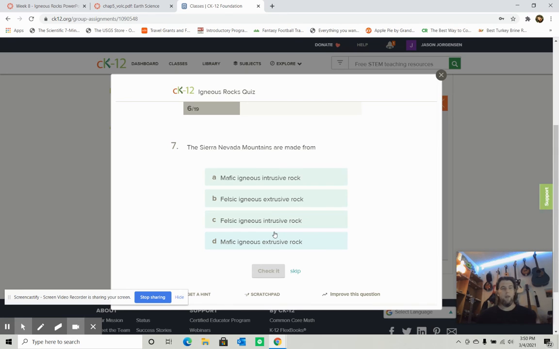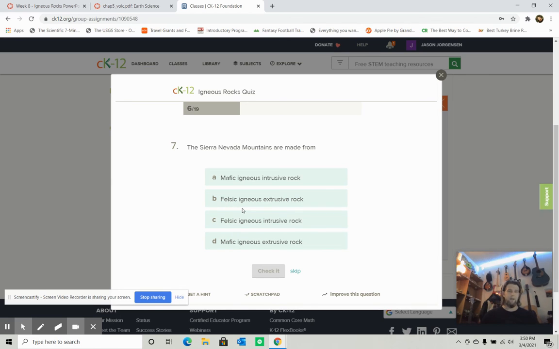So they're made from mafic, felsic. So mafic is iron rich. We want to think basalt seafloor. The Sierra Nevadas definitely aren't the seafloor. They're big giant mountains on the continents. Therefore, they are more felsic, which means they have more silica. So we've sort of eliminated it down to just either be B or C based off of the felsic.